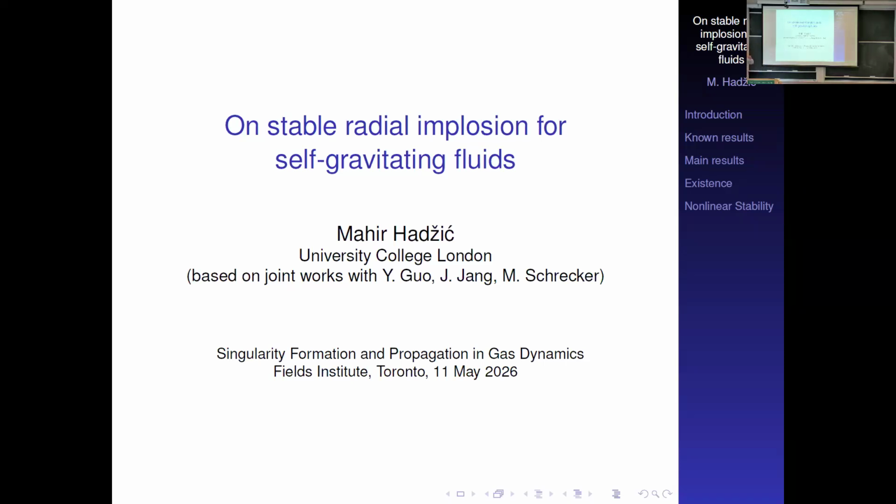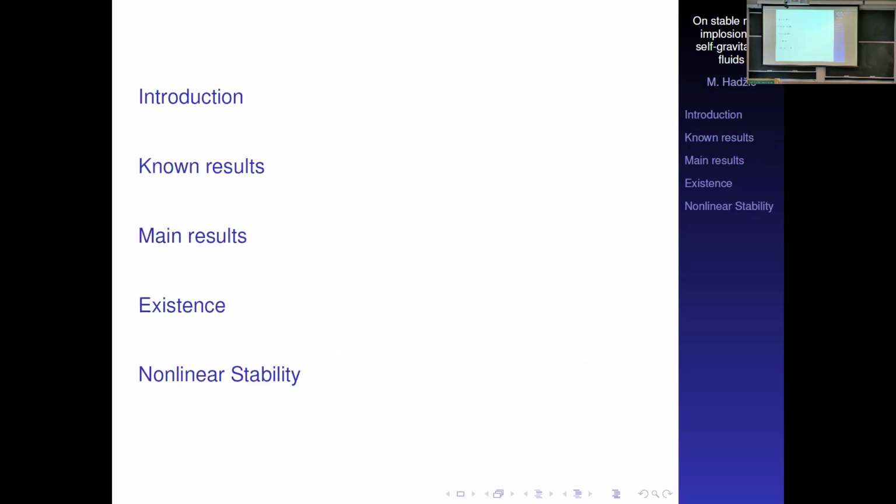Everything I'll talk about today is based on a sequence of works with Yang Guo, Juhi Zhang, and Matthew Schrecker. Part of the intention today is to explain what the words in the title actually mean, in particular what I mean by implosion, and what the word self-gravitating refers to. After an introduction, I'll do a bit of an overview, because I announced it in the abstract, and then focus on some of the developments in this area. And finally, if time permits, I'll do something slightly more technical at the very end.